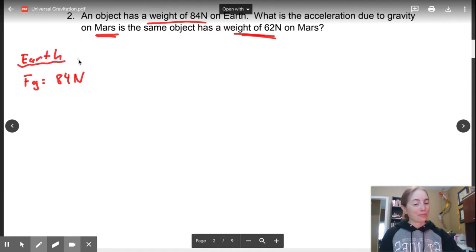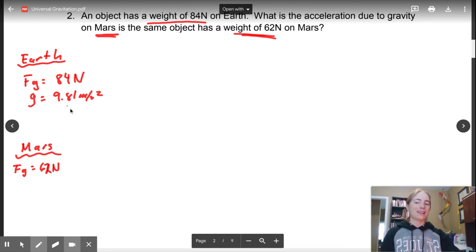I'm going to label them. This is the weight on Earth. We also know that G on Earth is 9.81 meters per second squared. That's a given. Now, once again, near the surface of Earth. Now, we're going to go back over to Mars here. I'm going to separate this into Mars. So my weight on Mars is 62 newtons.